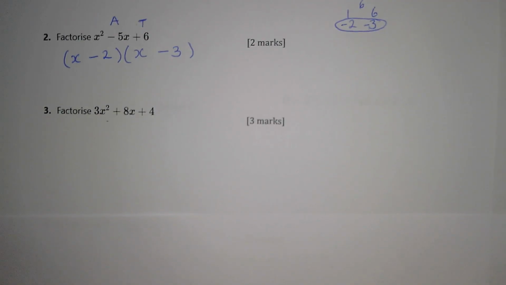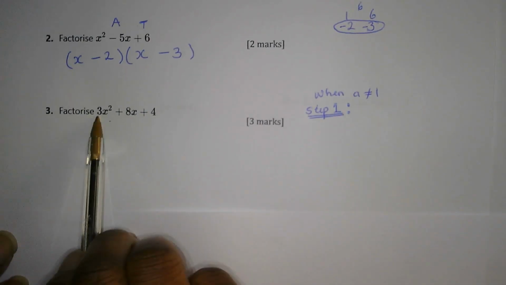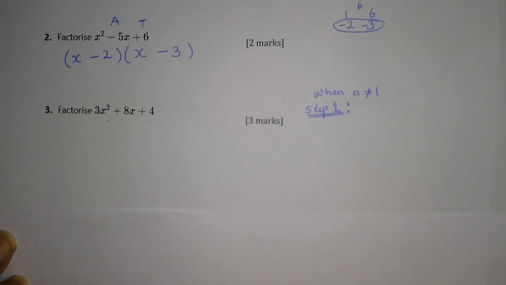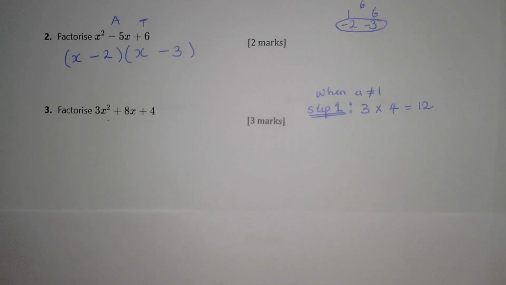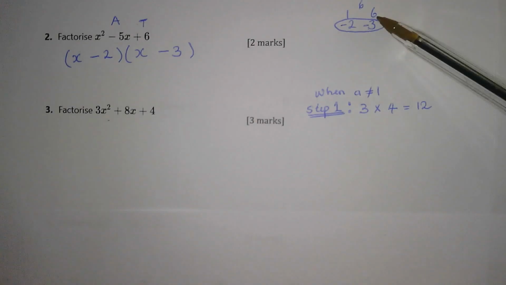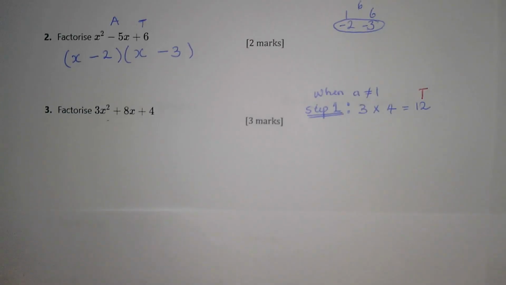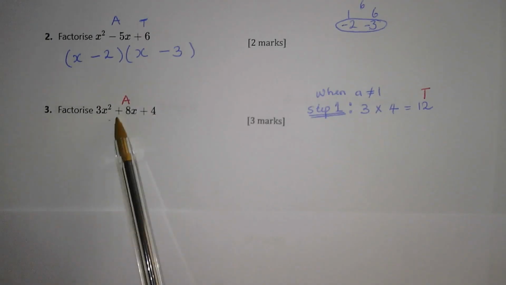The first step, when a is not equal to 1, is you take the coefficient of x squared and you take the last number and you multiply them together. So you have 3 times 4, which is 12. Then the next thing is to do what we did in the previous step, which is think of two numbers that when you multiply together, so this would be your T now, and this would be your A, you get positive 12. But when you add those two numbers together, you get positive 8.